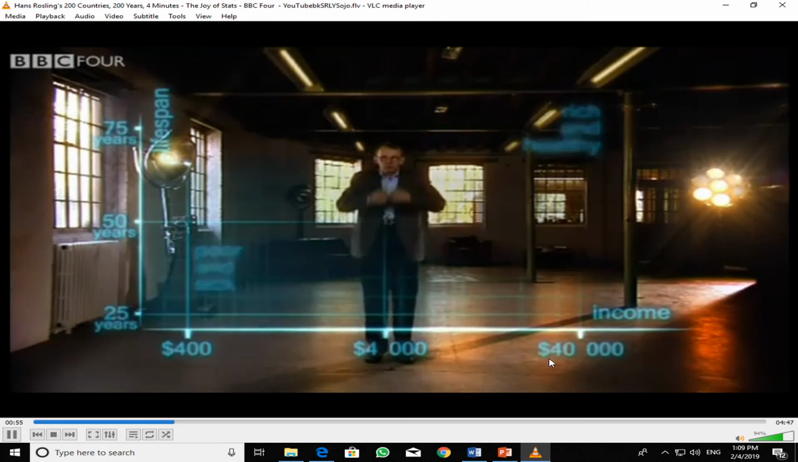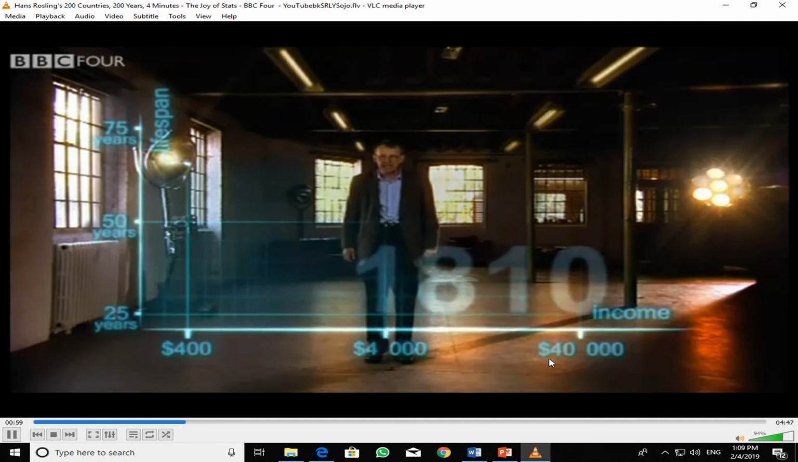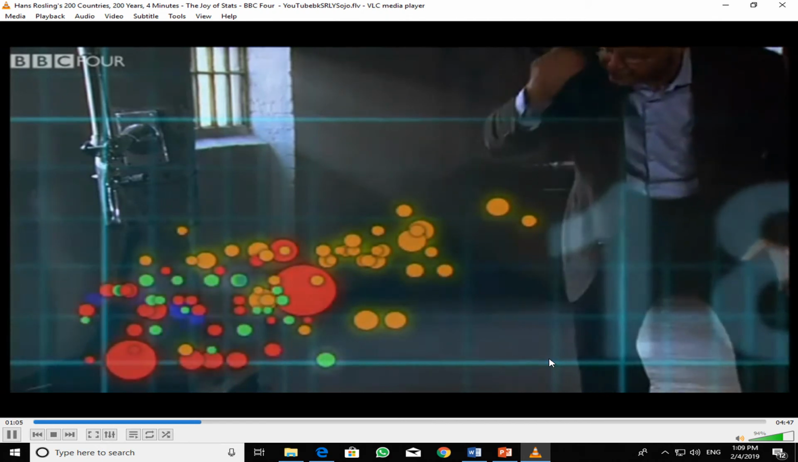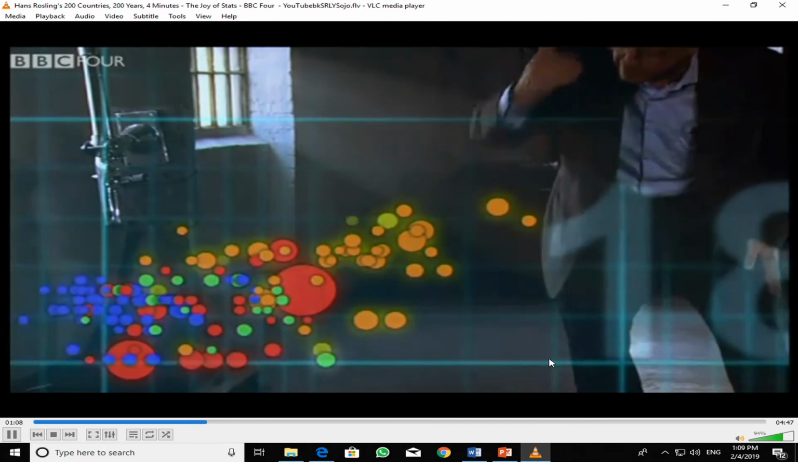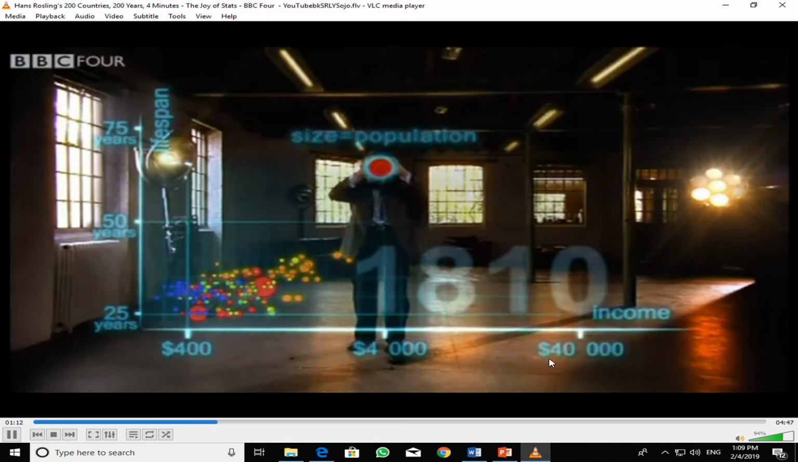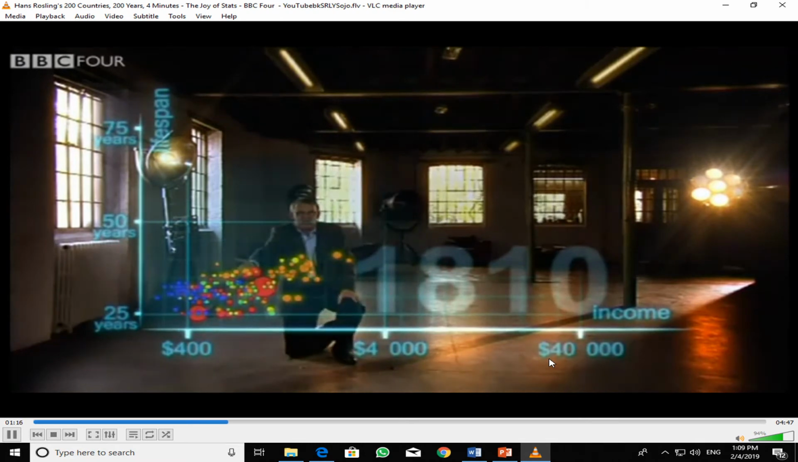Now, I'm going to show you the world 200 years ago, in 1810. Here come all the countries. Europe brown, Asia red, Middle East green, Africa south of Sahara blue, and the Americas yellow. And the size of the country bubbles show the size of the population. And in 1810, it was pretty crowded down there, wasn't it?